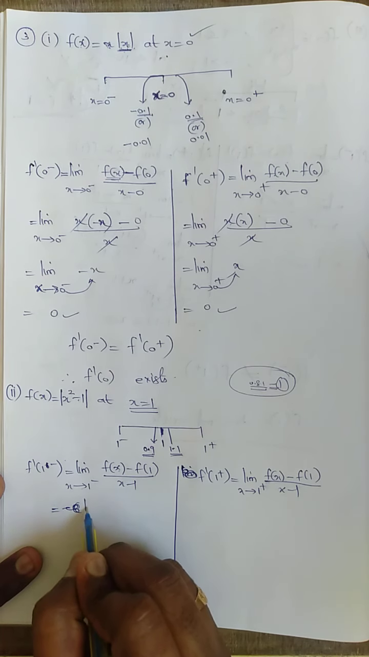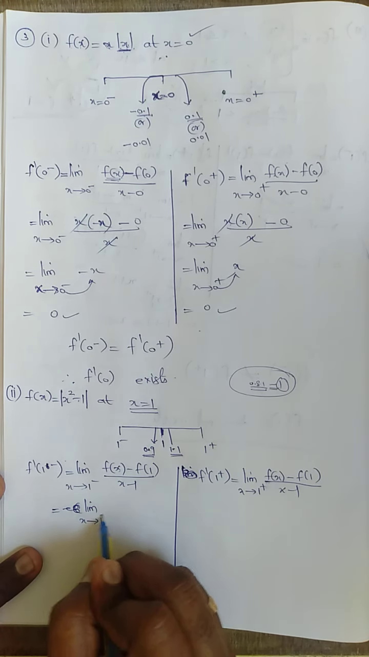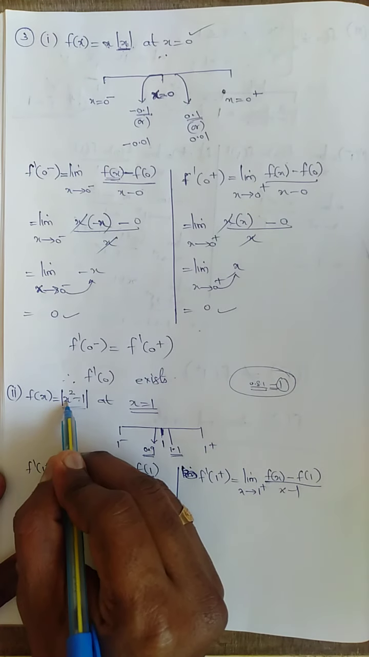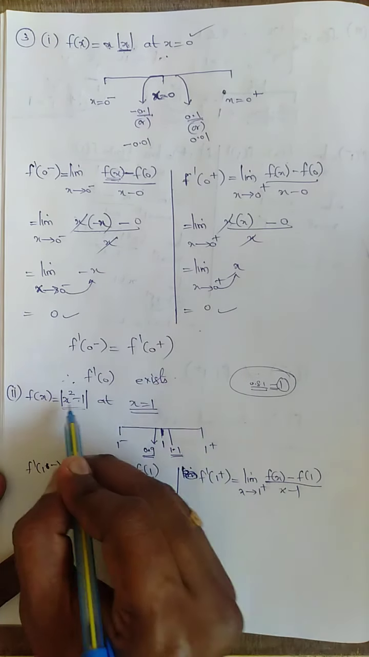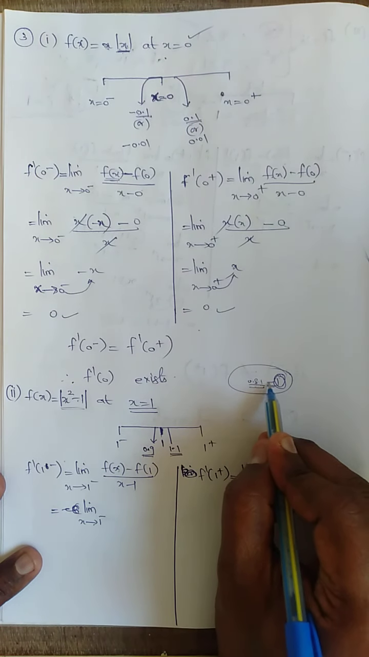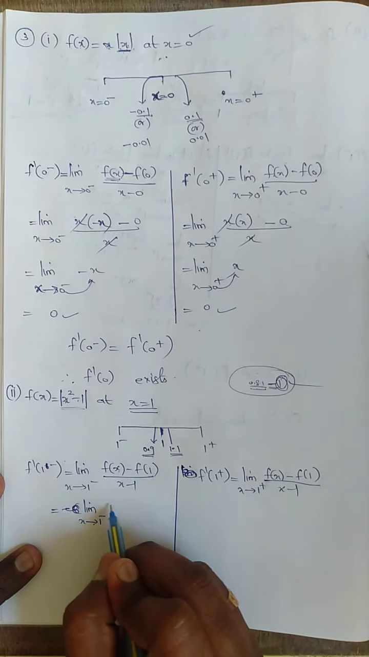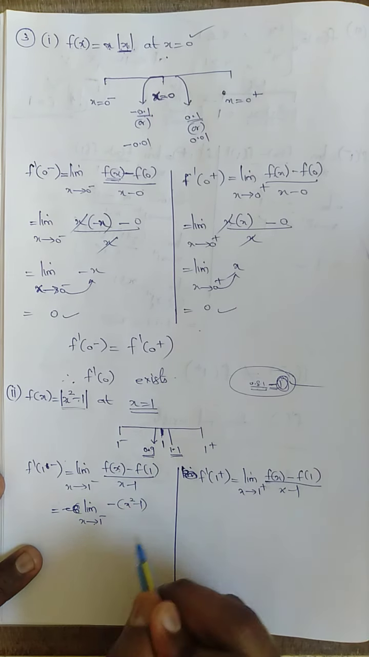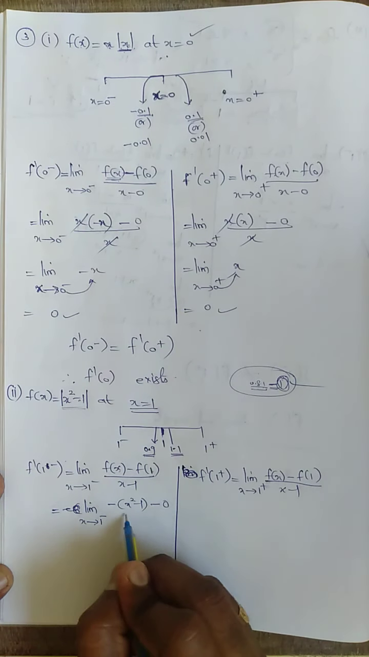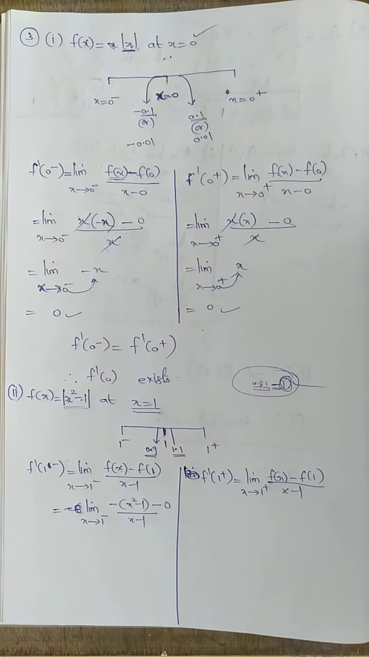First I need to apply the limit. Limit x tends to 1 minus, this is going to be a minus value only, because 0.9 the whole square is nothing but 0.81. 0.81 minus 1, that 1 is the bigger value compared to 0.81, so it's going to be a negative value only. So minus of x square minus 1, in place of x apply 1, 1 minus 1 is 0, divided by x minus 1.